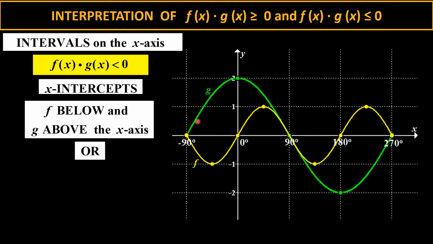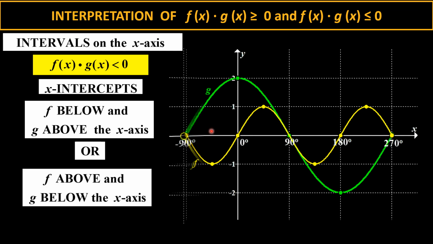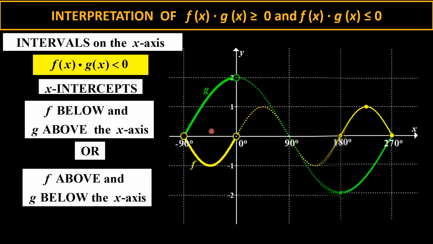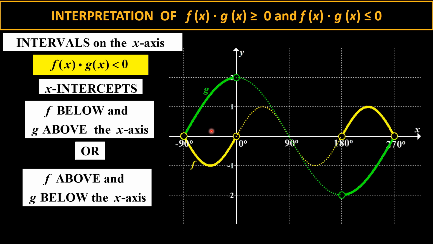So if I follow there, the G is above and the F is below. So if I just do that, can you see there? So the dotted ones are the ones where it doesn't apply. That's a positive times a negative, so that's the correct one. But here it was positive times positive. Here it is positive times negative. So that is where my intervals are. Can you see? Between negative 90 and 0, and there's another one from 180 to 270. And because I don't have the equal, I exclude the endpoints. I don't use a square bracket, I use a round bracket.